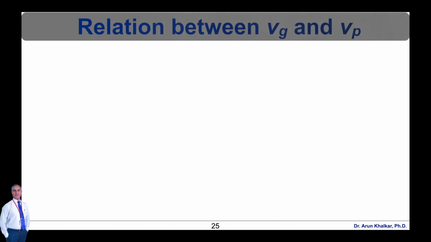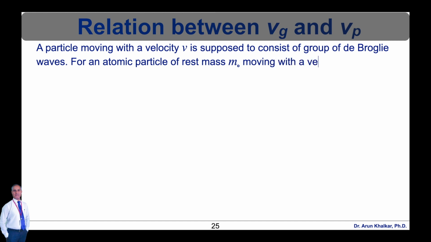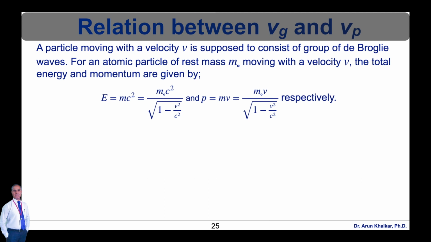Now let's see the relation between group velocity and the phase velocity. Let's consider a particle moving with a velocity v, supposed to consist of a group of de Broglie waves. For an atomic particle of rest mass m0 moving with a velocity v, the total energy and momentum are given by a simple equation E is equal to mc square. According to the theory of relativity, this can be written as E is equal to m0 c square upon under root of 1 minus v square upon c square. And the momentum, we can write p is equal to mv, so m0 v divided by under root of 1 minus v square upon c square, respectively. So we have the values for capital E and the value for momentum p.